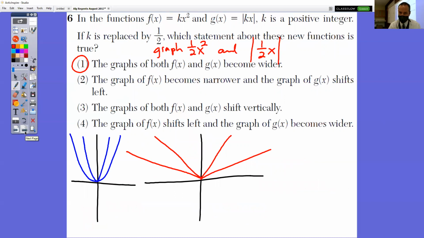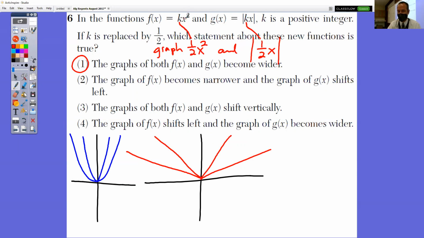In question number 6, in the functions f of x equals k times x squared and g of x equals the absolute value of k times x, it says that k is a positive integer. If the k is replaced by 1/2, so we're taking this 1/2 and subbing it in for k, which statement about the new functions is true?